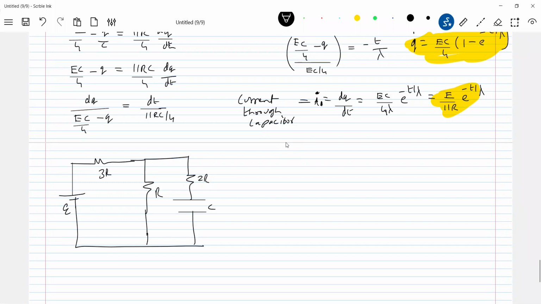So time constant of the circuit now depends on what? This R, 3R also, not only this 2R. That's what you see in the equation. We didn't get lambda as 2RC. Look at this one. What we got is lambda equals 11RC by 4. So what is the time constant? It is this much, no? We have to interpret the time constant of the circuit like this.